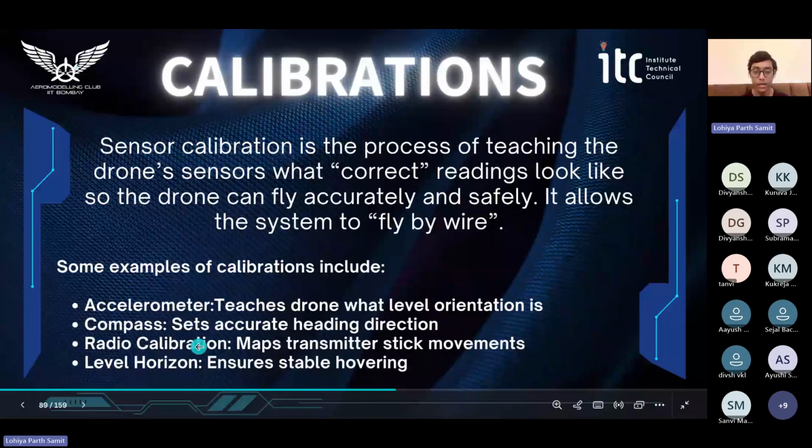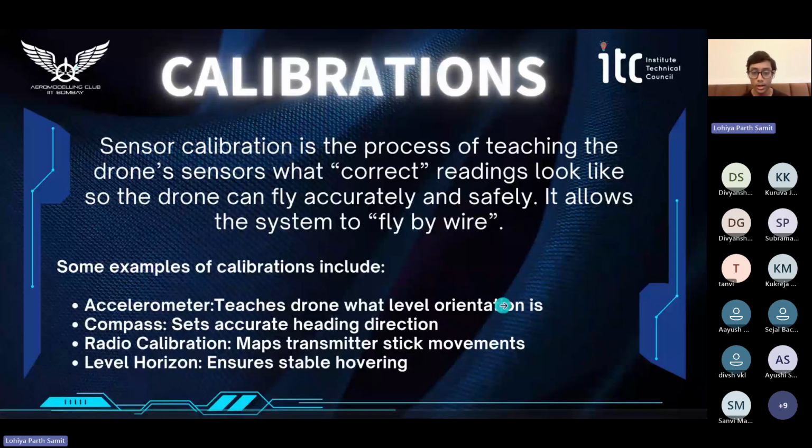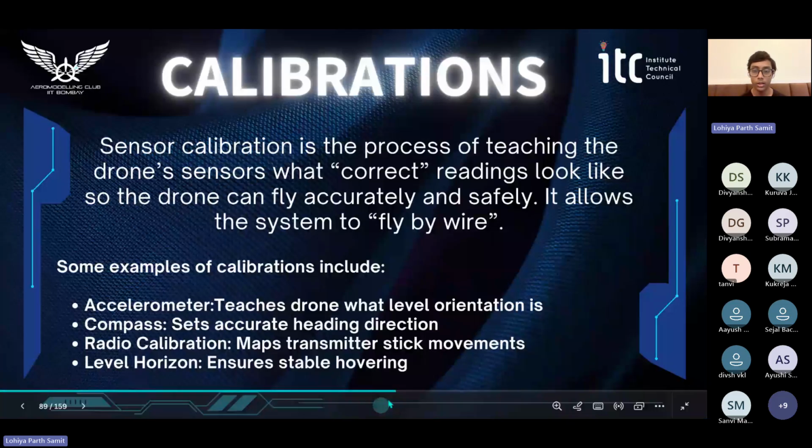So the accelerometer just teaches the drone what level orientation is. The compass sets the accurate heading direction, that is, it calibrates the north direction. The radio calibration maps the transmitter stick movements from our transmitter to the pitch, roll, yaw, and thrust directions. And the level horizon check also ensures stable hovering.